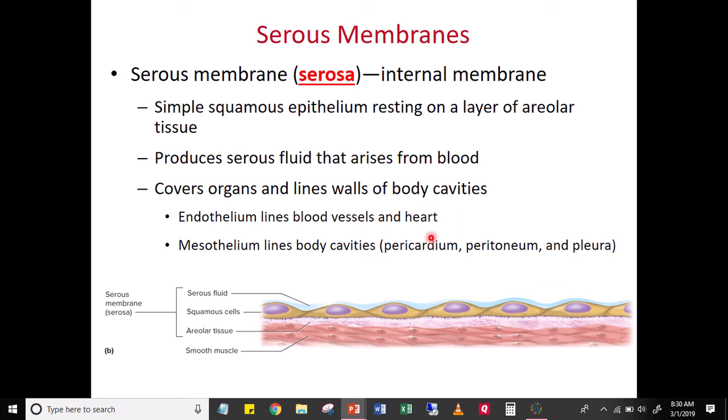But all serous membranes are going to have the same generic structure. We're going to have a simple squamous layer of cells with some supportive tissue underneath, in this case areolar tissue on our figure. And then that areolar tissue will be highly vascularized. There'll be a lot of blood vessels in that areolar tissue layer supplying nutrients to the simple squamous epithelium so that that simple squamous epithelium can secrete the watery serous fluid.